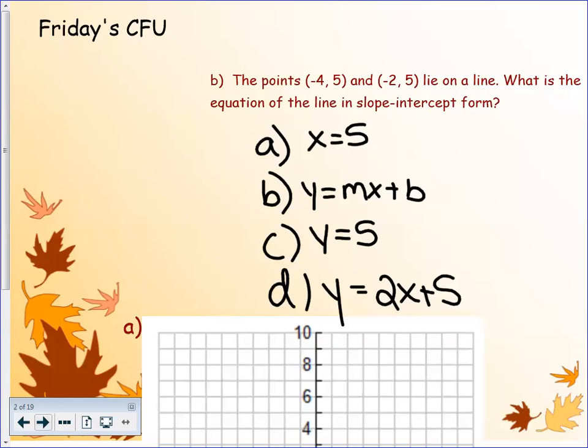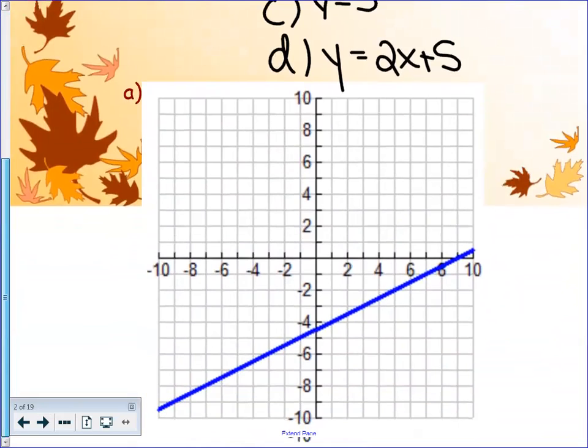Now, before we do this, I want to go over Friday's check for understanding. Okay, so on Friday, you guys had this first question where you had to come up with the equation in slope-intercept form. Okay, I picked 2 points so I can get my slope. My rise is 1, my run is 2, so my slope is 1 over 2.